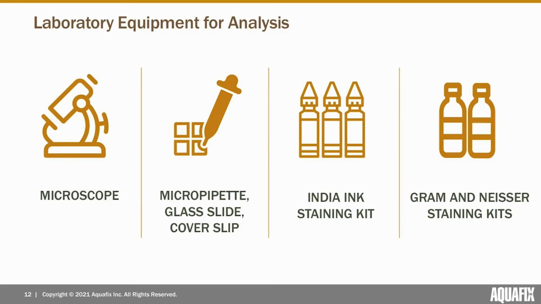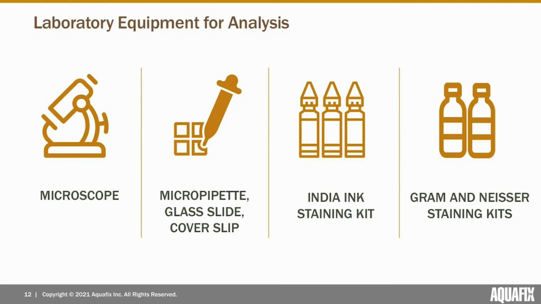For our analysis, we use a Nikon light microscope with a 4, 10, 40, 60, and 100x objective, as well as phase contrast. However, for basic analysis, if you're just starting out, a 10, 40, and 100 are just perfect and are enough. We then prepare our samples on a glass slide and cover them with a cover slip. We also use India ink stains to help determine floc strength, as well as Gram and Neisser stains for filament identification.